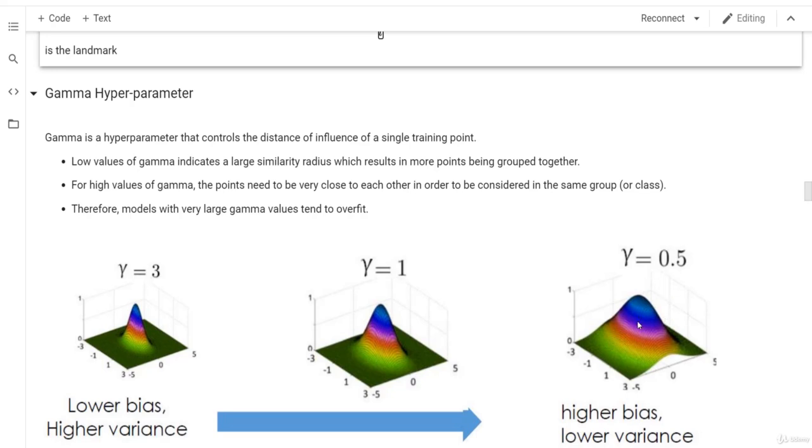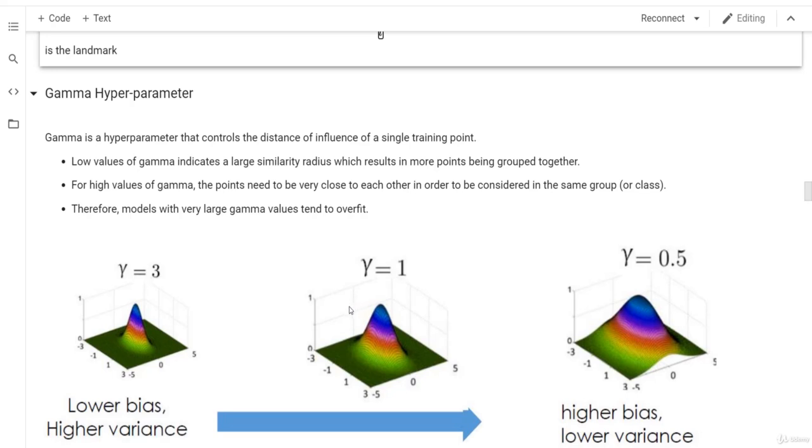This will result in more points being grouped together. Because if we use a gamma like this, and the bell curve is very wide, then all the data points or most of the data points will be within this bell curve, within 10% of the bell curve, for example. Now, if we increase the gamma, it will be narrower and narrower.